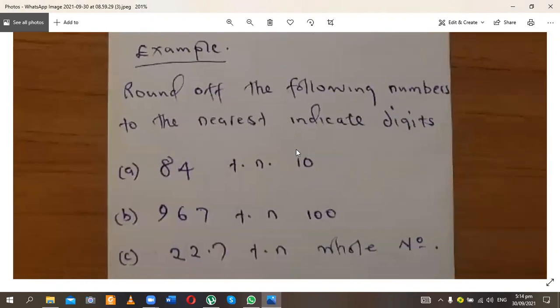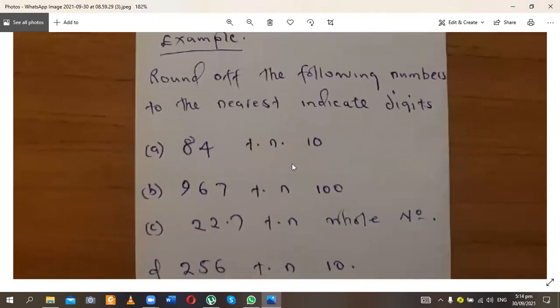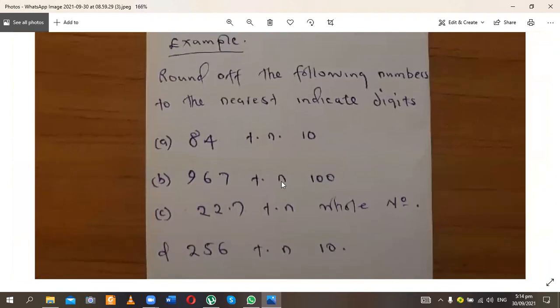Now, they've given us other modes in which questions might come. 4 of them. Round off the following numbers to the nearest indicated digits. So this number here, 84, we're going to round it off to the nearest 10. The second one, we're going to round it off to the nearest 100. And then this one, we're going to round it off to the nearest whole number, like we did in the previous slide, the one that is up. And then we're going to round off this number to the nearest 10. How do we go about this?